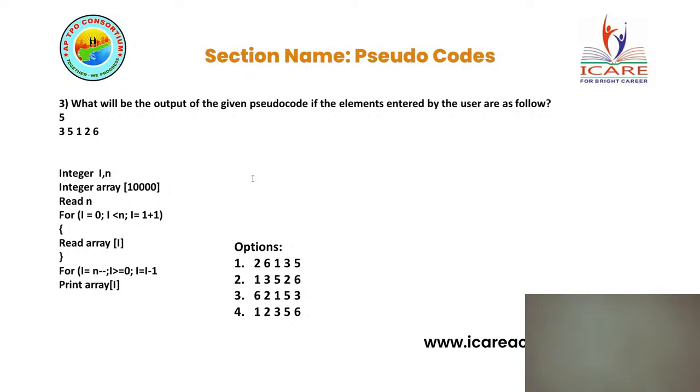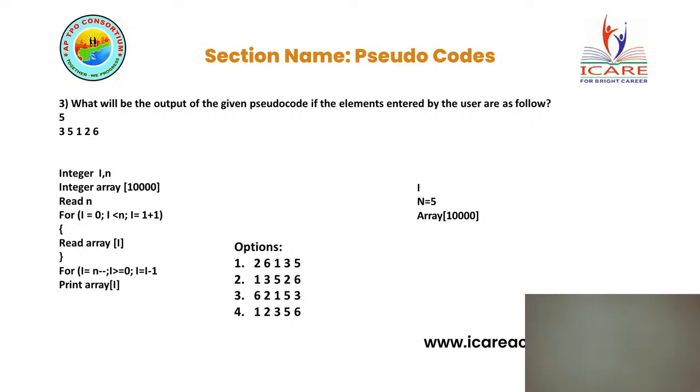So in the program we have integer i and n, two variables, and in the next statement an integer array of size 10,000. So we have three variables, and in the third statement read n. We are reading the n value. The user is giving the first input, 5. We are reading the 5, which is stored in n.